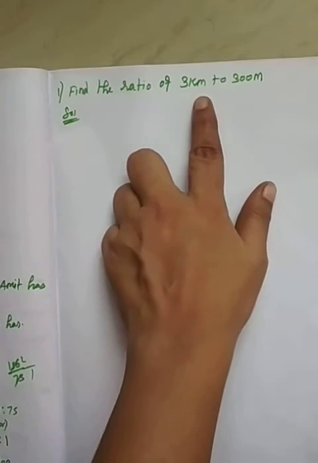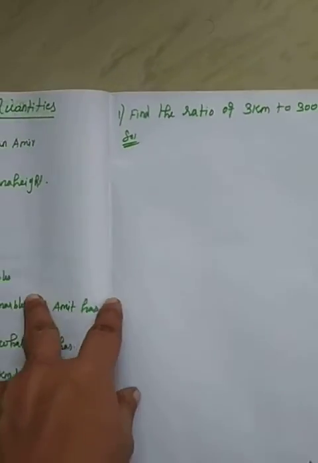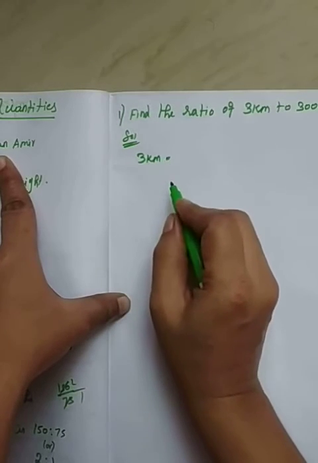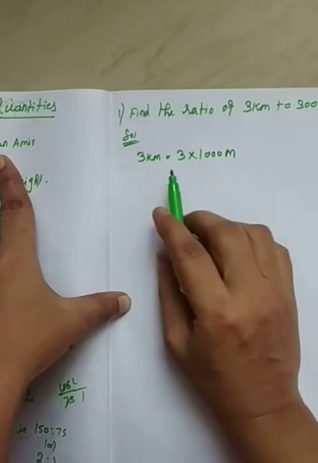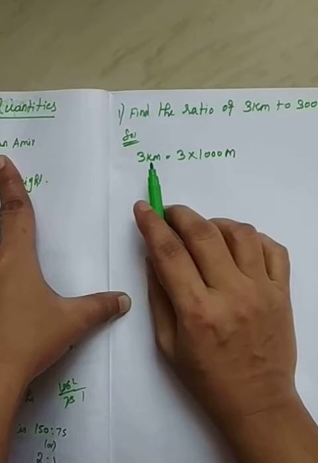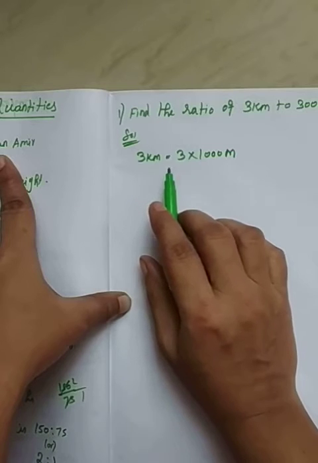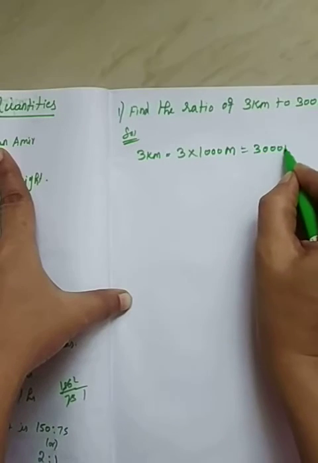First we have to convert both the distances to the same unit, because this one is kilometer and this is meter. So we take 3 kilometer. 3 kilometer means you have to write 3 into 1000 meter. Everybody clear? 1 kilometer equals 1000 meter. So 3 kilometer equals 3 into 1000 meter, which is 3000 meter.